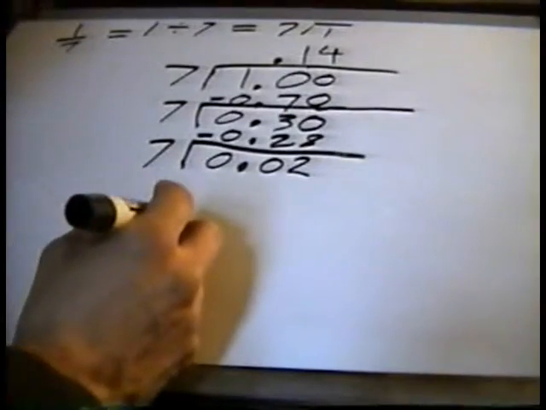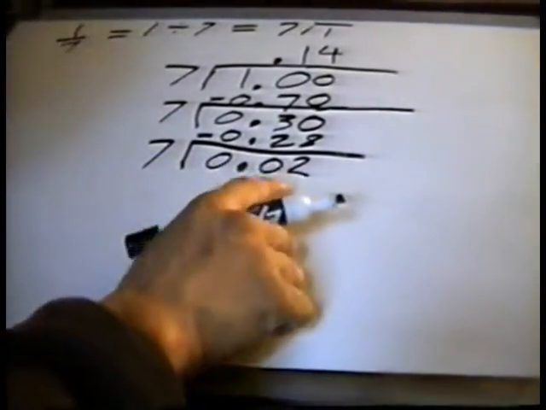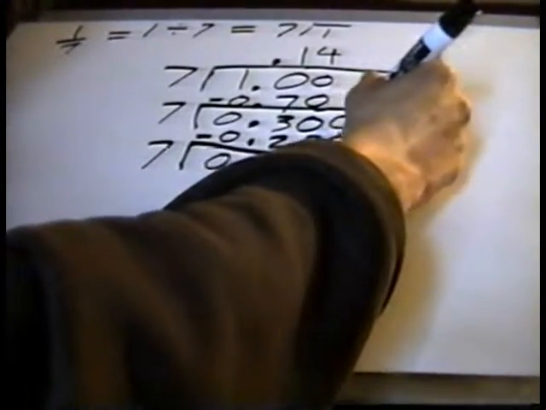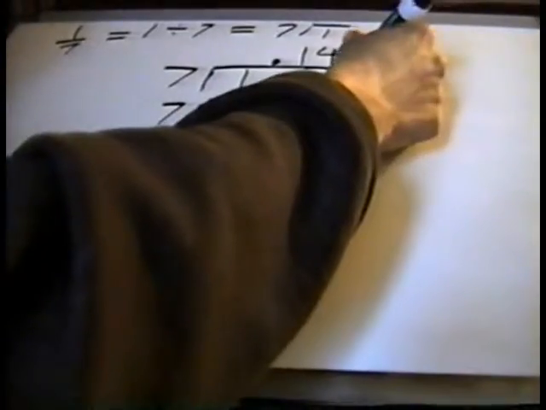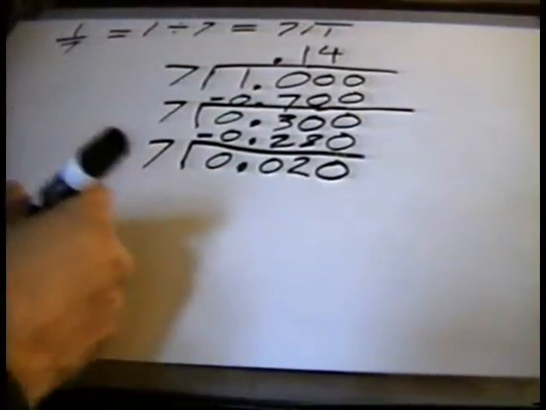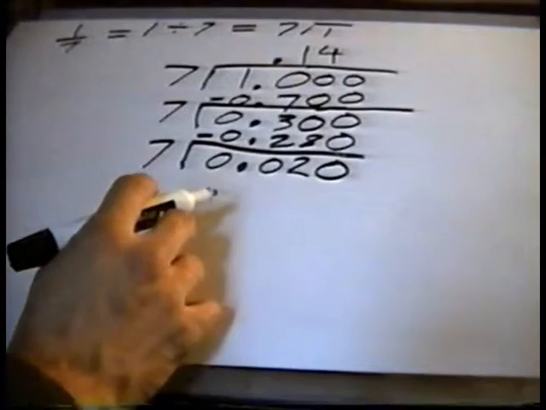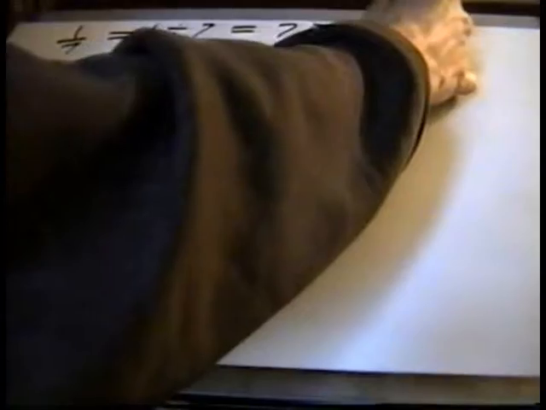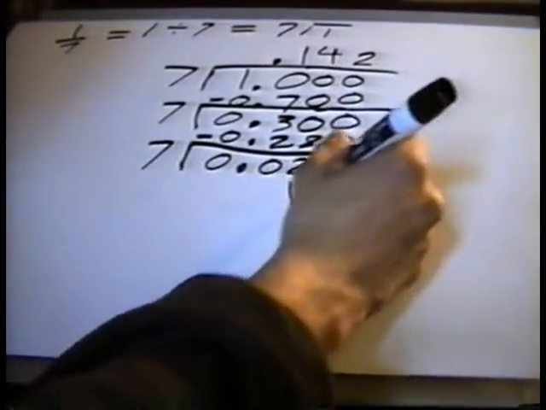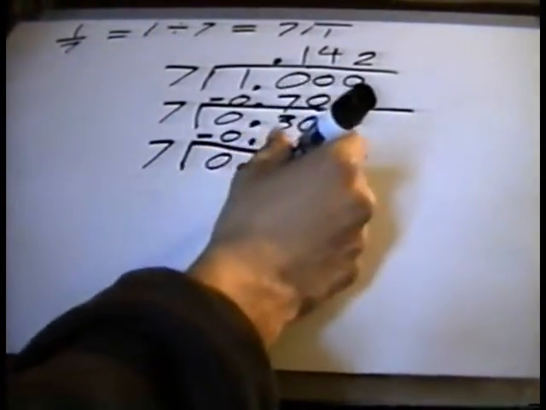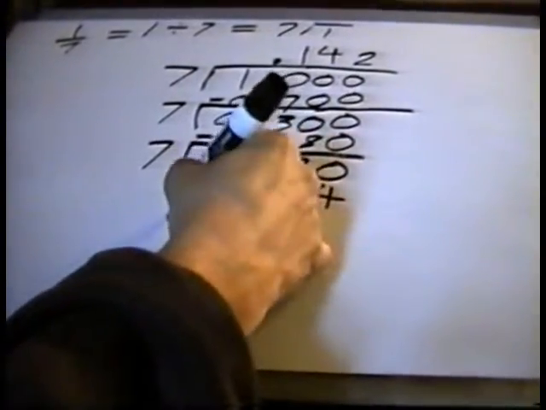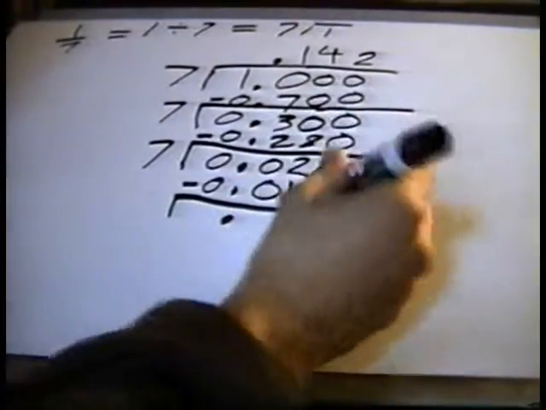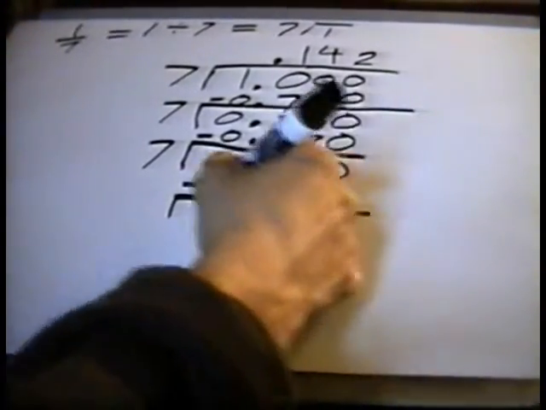Now we have 0.02 divided by 7. 7 cannot fit into 2, therefore we place a 0 next to 2, and we treat the division as 20 divided by 7. Now 7 goes into 20 2 times. 2 times 7 is 14. We subtract that result. 20 minus 14 is 6.